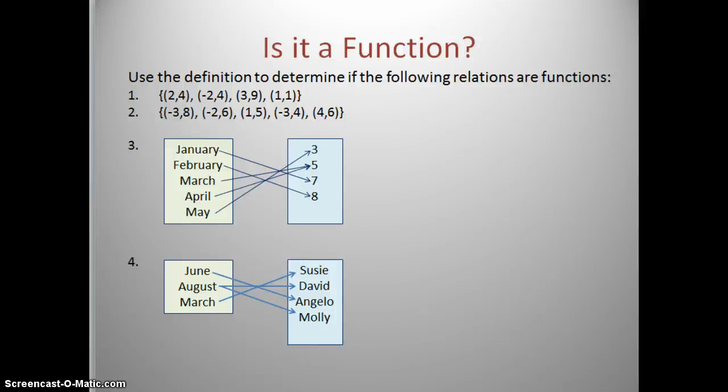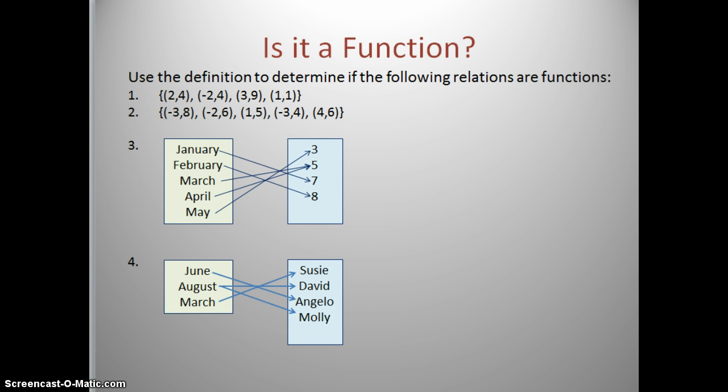In example 3, we have a mapping, the same example that we looked at earlier. This is our example of months to the number of letters in the name for that month. Since there's only one arrow coming out of each input, this would be considered a function. January only has 7 letters. It doesn't have any other number of letters. Same with April and so forth.